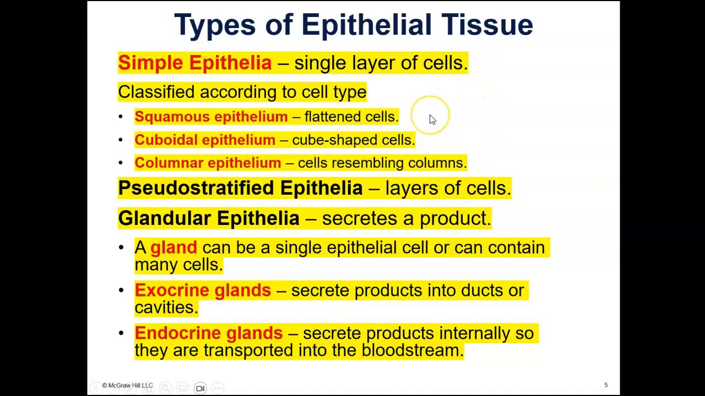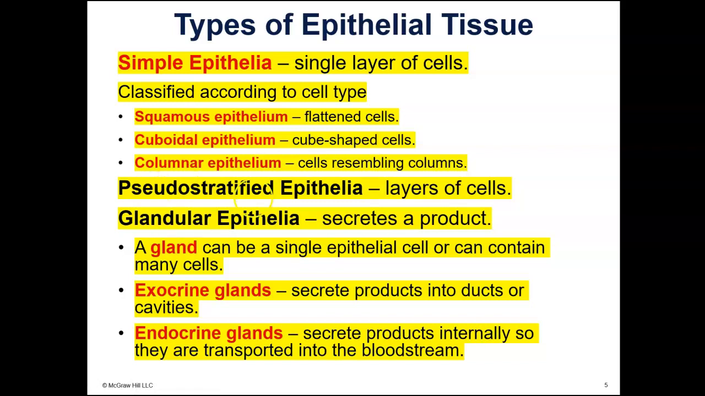Now we're going to talk about the types of epithelial tissue. Epithelial tissue is divided into simple or stratified. Simple epithelial tissue only has a single layer of cells. If the cells are flat, then we call it squamous epithelial tissue. If the cells are cube-shaped, we call it cuboidal, and we say simple cuboidal. And then if the cells are tall and resemble columns, we call it simple columnar. So if we have any of these cell types with more than one layer of them, then we call it stratified rather than simple.